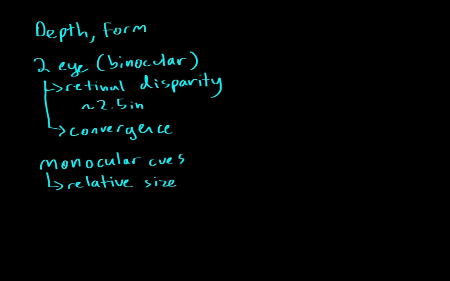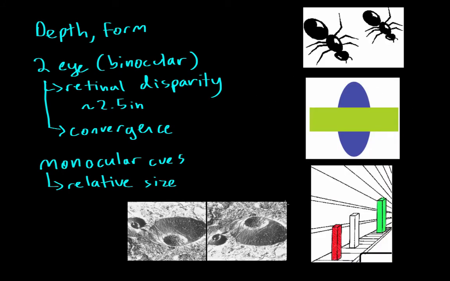Relative size would be, let me just bring up a few examples, this example over here where we've got two ants and this ant is perceived to be bigger. Since we know ants are fairly the same size, and this ant is perceived to be bigger, we perceive it as being closer to us. Even though we know these two ants in real life are the same size, since this one is bigger, we think of it as being closer to us. This we really only need one eye for. We can see the relative size of things and infer the proximity of the object to us with just one eye.